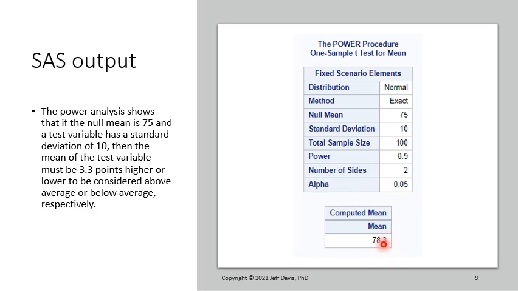So in other words, I would need to see a mean of 78.3, or 3.3 points above the null mean, or 3.3 points below the null mean. I can observe it in either direction, but it has to be at least 3.3 points away from the null mean in order to reject the null hypothesis, again with 90% confidence that I'm not committing a type 1 error.